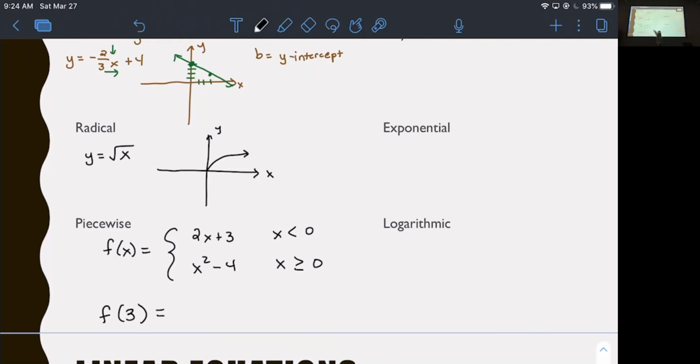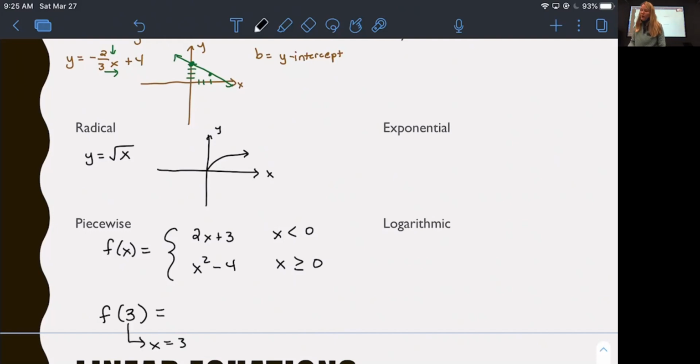So the top one, 2x plus 3, matches up with values when x is smaller than 0. And the bottom one, x squared minus 4, matches up when values of x are greater than or equal to 0. Well, we want to know what happens if I plug in 3 for x. So do I use the 2x plus 3 or the x squared minus 4 if x is 3? Yep, I'm going to use the bottom one because this is my x value. So this is when x is equal to 3.